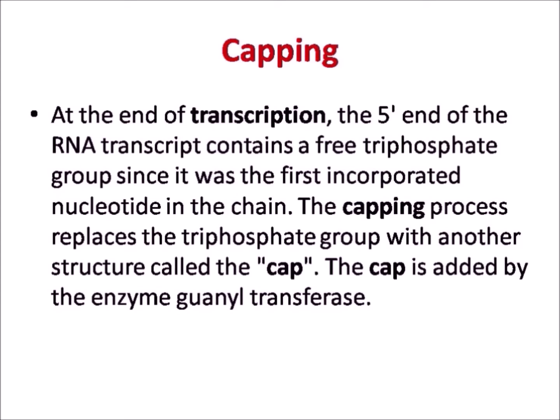Capping. At the end of transcription, the 5' end of the RNA transcript contains a free triphosphate group since it was the first incorporated nucleotide in the chain. The capping process replaces the triphosphate group with another structure called the cap. The cap is added by the enzyme guanyl transferase.